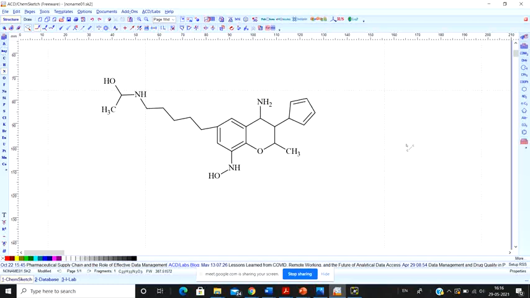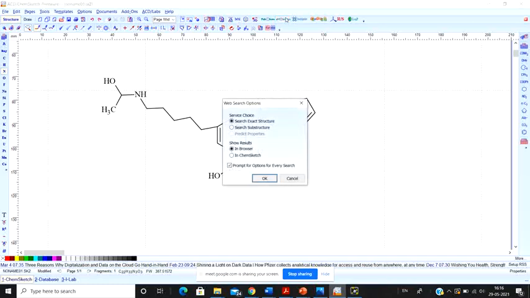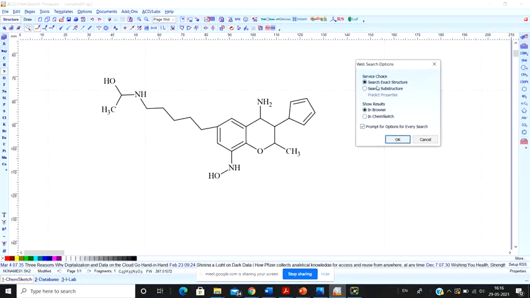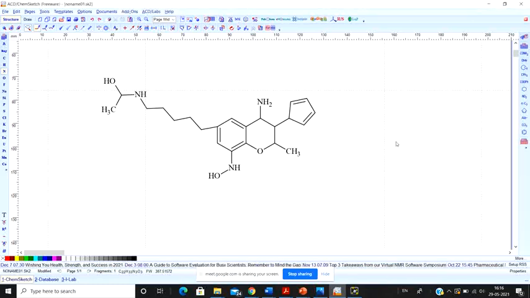Suppose you made a molecule like this. Now the next thing is to check whether that particular molecule that you have designed is novel or not. Is it already available in the market, or have people already discovered this molecule? How do you know? There's an option called e-molecules. Simply click on e-molecules, and it is going to do a web search. You can do a search for exact structure or select substructure. I'm going to keep search exact structure, select in browser and click on OK.